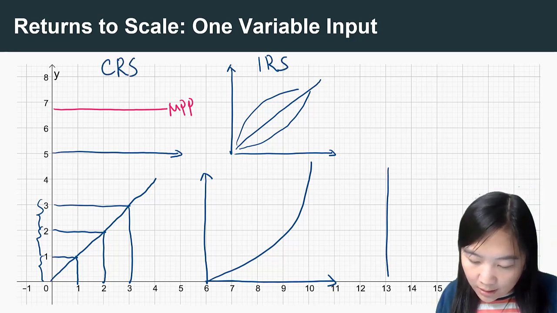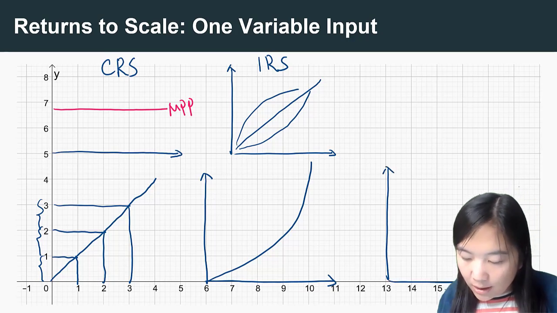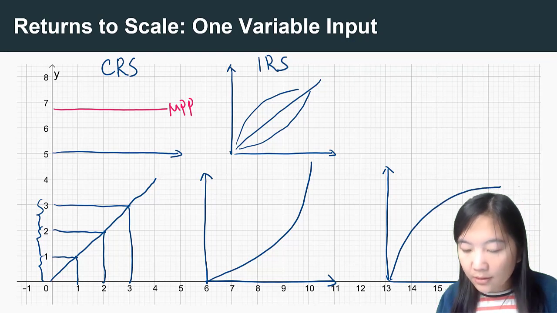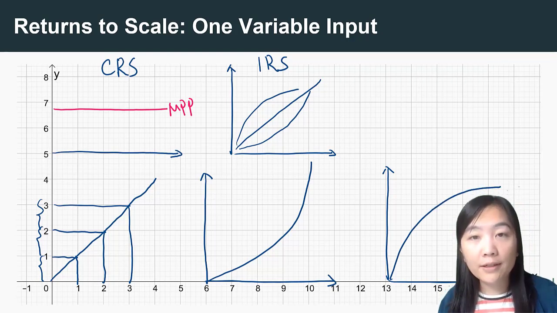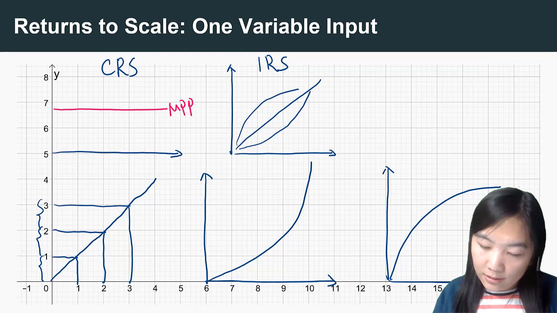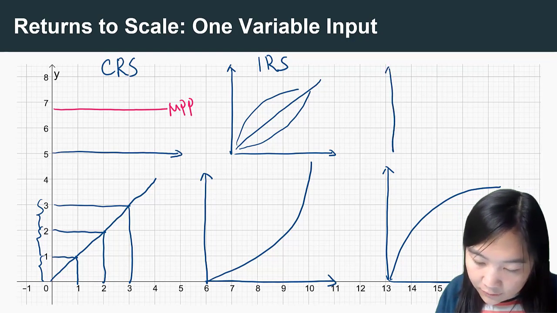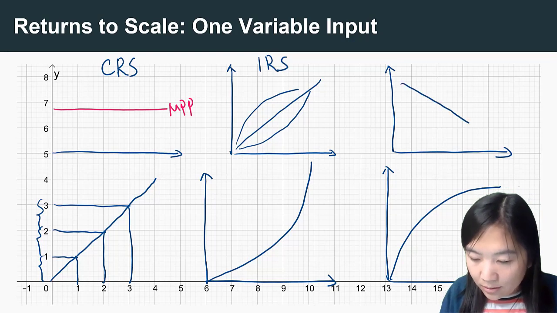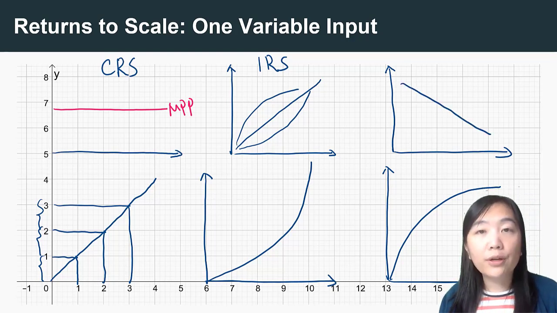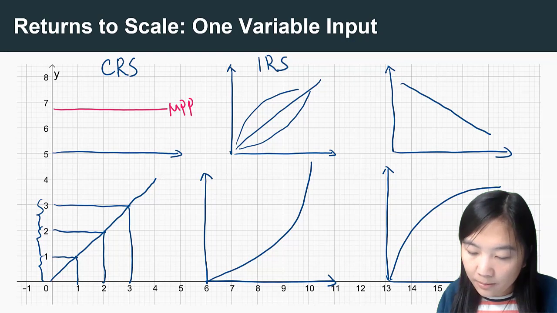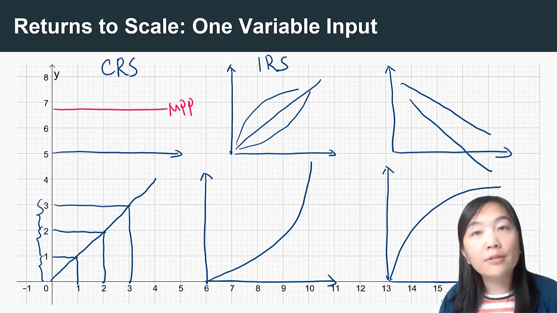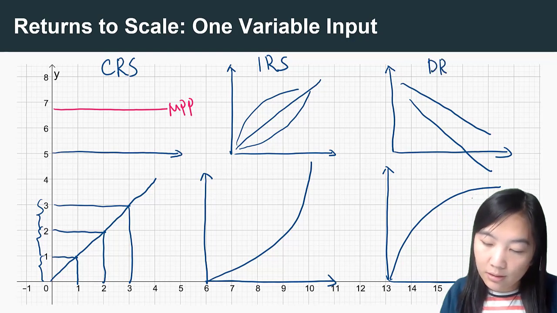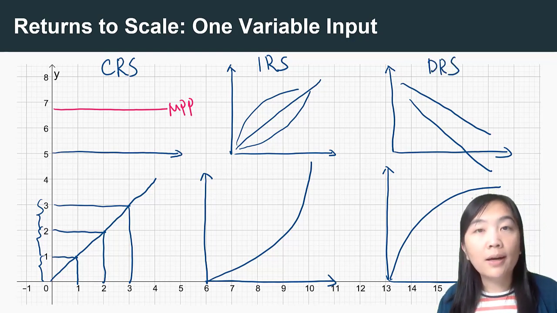And the last case is where our production function has this shape. Then the MPP curve will be downward sloping, so it's decreasing as more input is used. It could even be smaller than 0 if we have an MPP curve like that. So this is decreasing returns to scale.